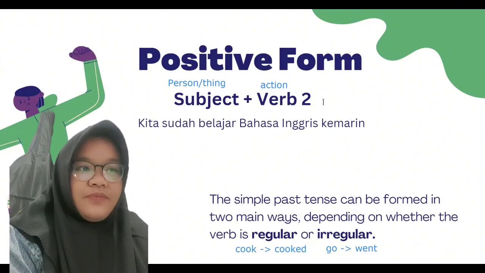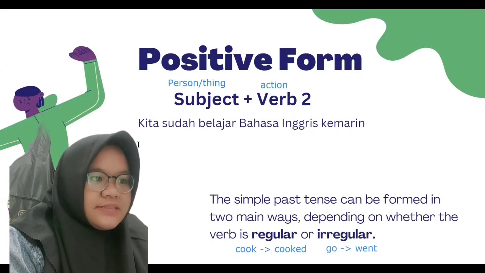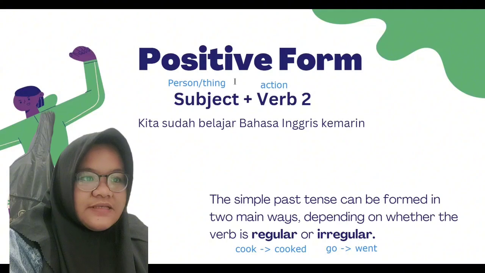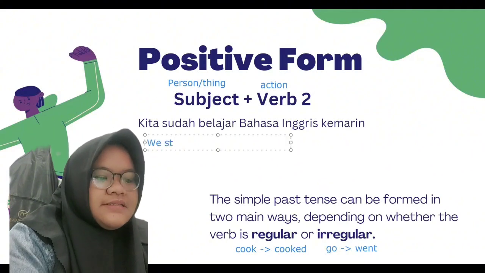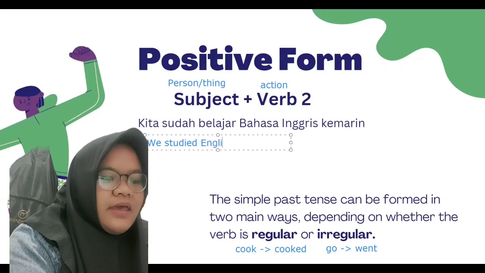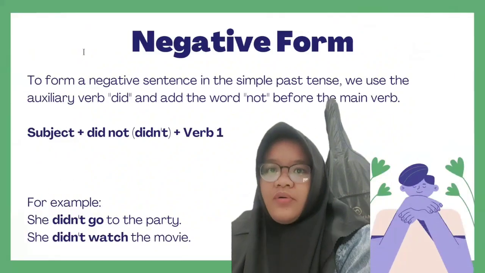Let's make an example using this formula. Subject plus verb 2, simple past tense. Okay, the sentence is, kita sudah belajar bahasa Inggris kemarin. Kita is the subject. Sudah belajar is a verb 2. So, kita, we, after that, verb 2. Study becomes studied. English, yesterday. We studied English yesterday.